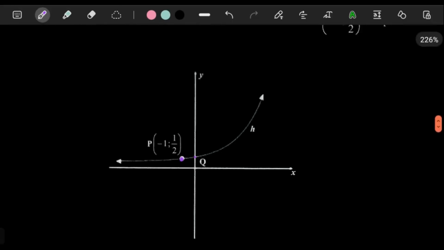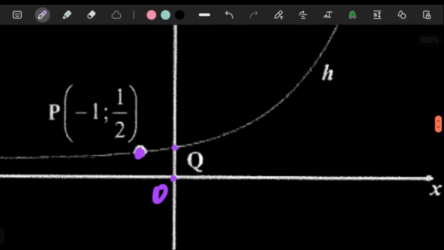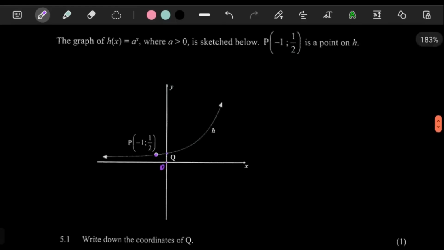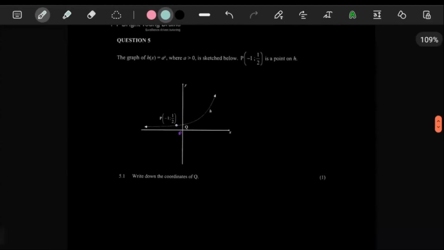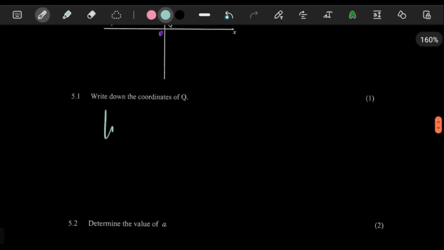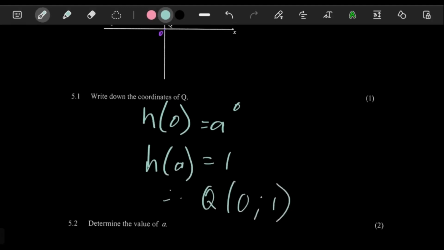Writing down the coordinates of Q, I'm hoping Q is the y-intercept, because that's the only logical thing. If they were talking about the origin, they would normally label it O. To get Q, you don't even have to worry about a, because you just make your x value 0. Anything to the power of 0 is 1. So here, Q has x value 0 and y value 1.